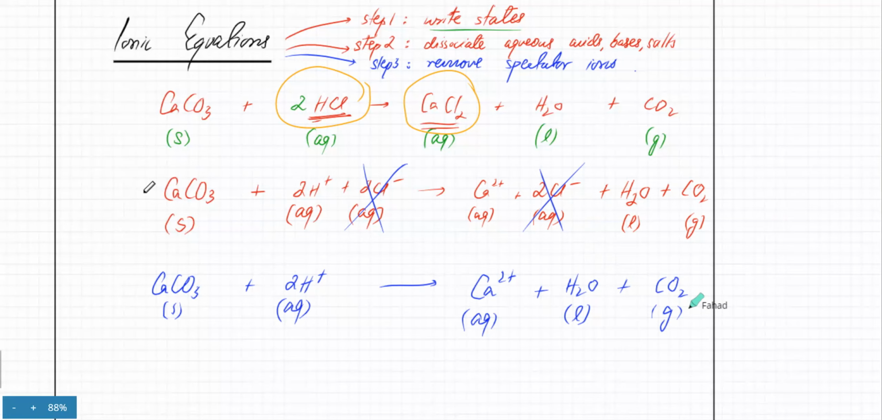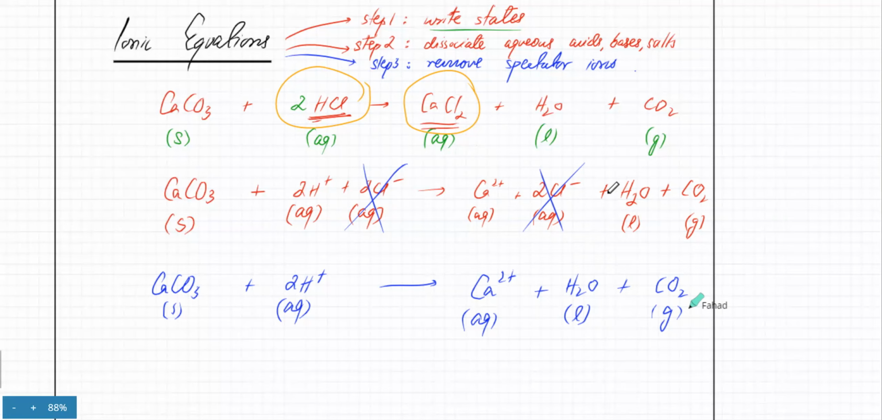So remember the 3 steps in writing an ionic equation. First, write an equation. Then write the states depending on the solubility. Remember, H2O is always a liquid, CO2 is always a gas. जो insoluble है उसको solid लिखते हैं, जो dissolve हो जाता है, that's going to be written as aqueous. फिर step 2 के अंदर dissociate aqueous acids, bases, and salts. So any reactant or product that is aqueous, break it down, separate them into their ions. HCl is H plus 1 and Cl minus 1. Calcium chloride is calcium 2 plus and Cl minus 1.